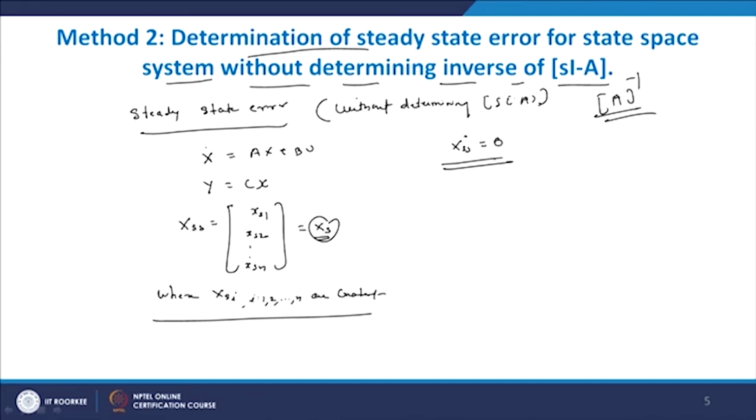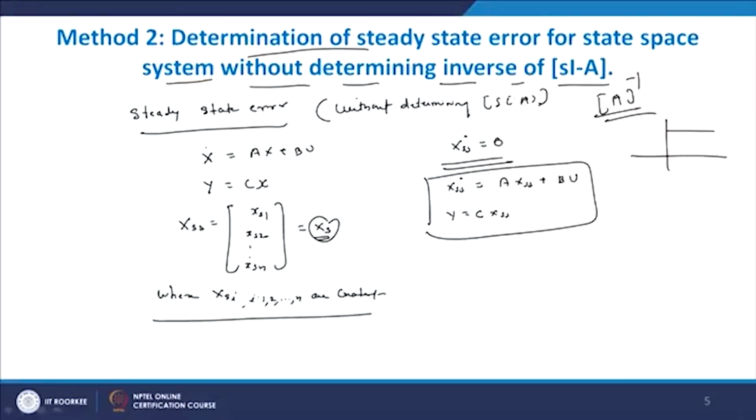So, we can write x_s dot equals A x_ss plus B into u, y equals C x_ss. Now, this particular equation is nothing but the steady state equation of a state space model. Here x_s dot is 0, because the derivative of steady state is always 0.